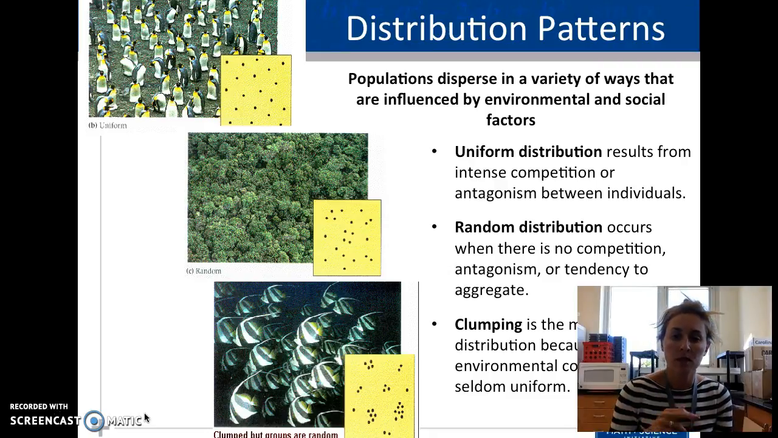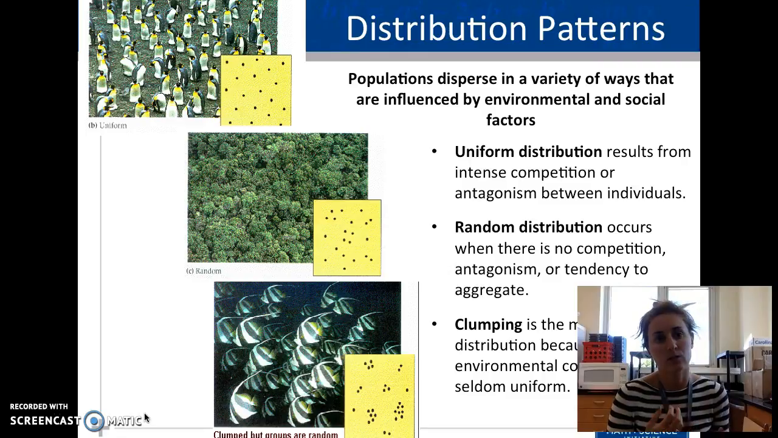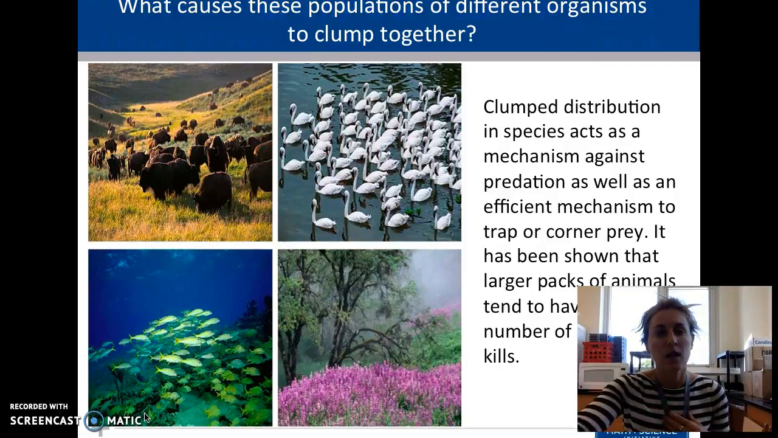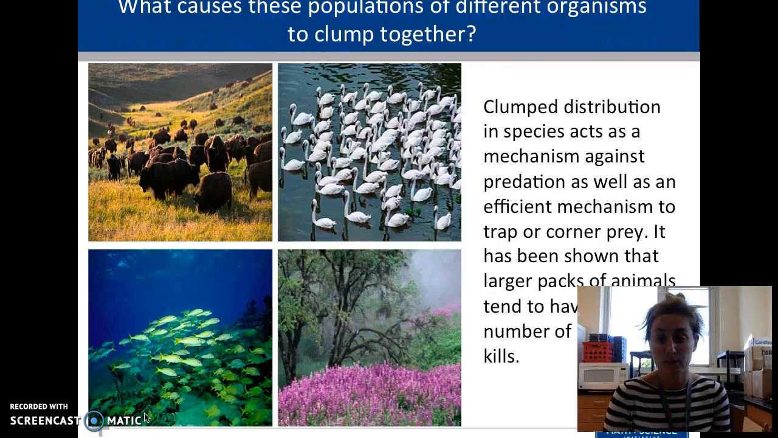Clumping is the most common because the environmental conditions are not very uniform, and so groups of organisms will come together where the environment is most beneficial. We also see this in the pack mentality, or herds of organisms, or organisms that are preyed upon need to be in larger groups. We see this in our tropical fish in the image below. There are multiple reasons why organisms would clump together, and that's important to remember.